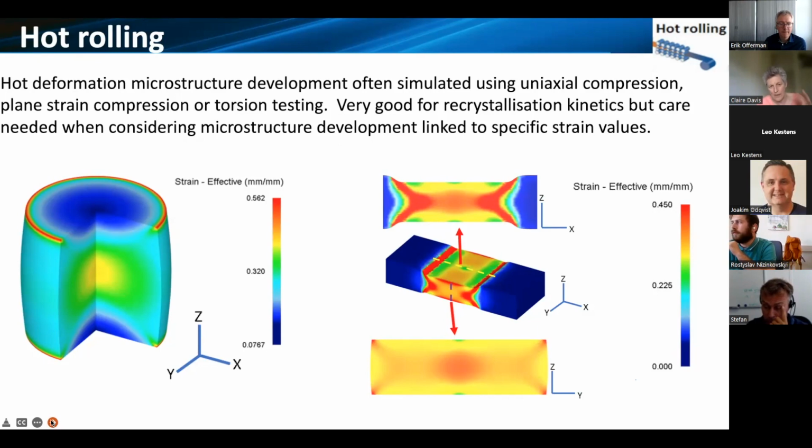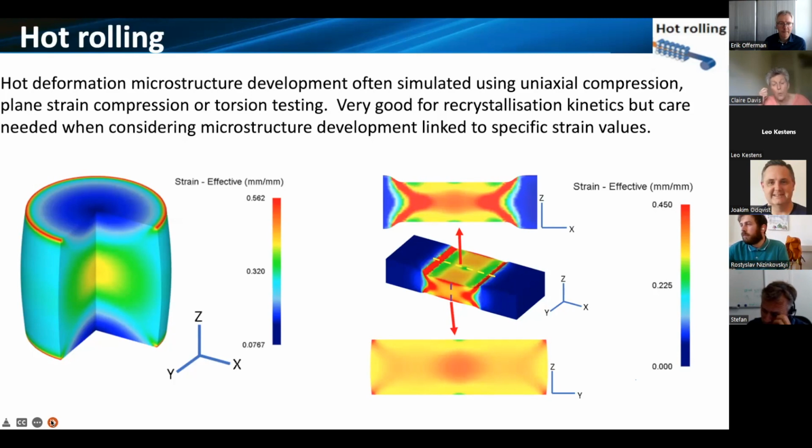Ideally, we can get that optimized, but quite often we might want to be looking at using thermomechanical simulation to get our microstructural behaviors, or indeed recrystallization kinetics. There's a number of approaches that can be used, from uniaxial compression, plane strain compression, torsion testing, and they all have different strengths and challenges in order to understand microstructural development.